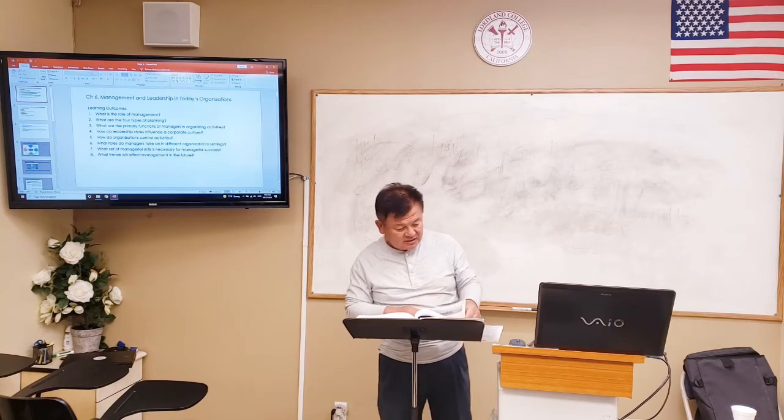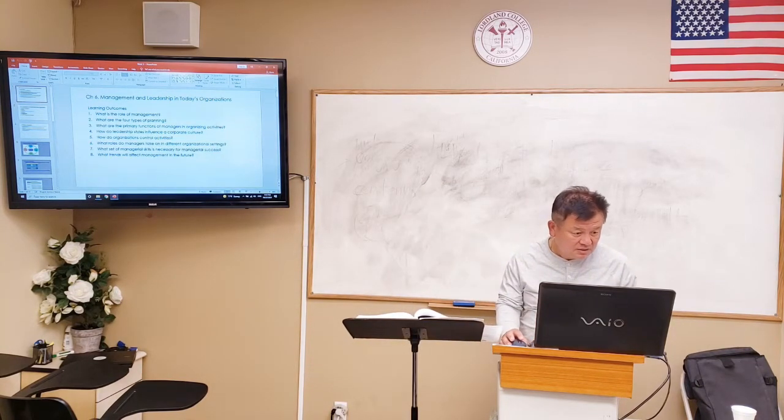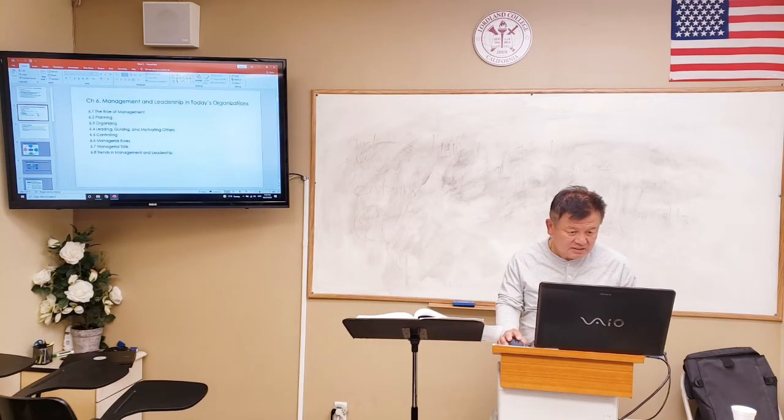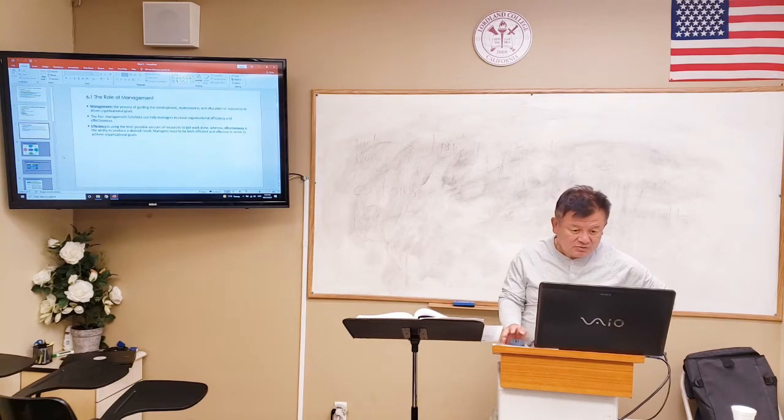Okay, let's move to the next screen. Chapter 6 consists of 8 sections. First, the role of management, planning, organizing, leading, guiding, and motivating others. Then 6.5 is control, 6.6 is managerial roles, 6.7 is managerial skills, and 6.8 is trends in management and leadership. This chapter consists of 8 sections. Okay, we will study them one by one.